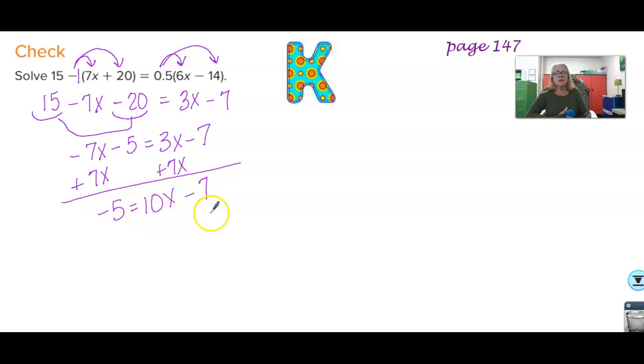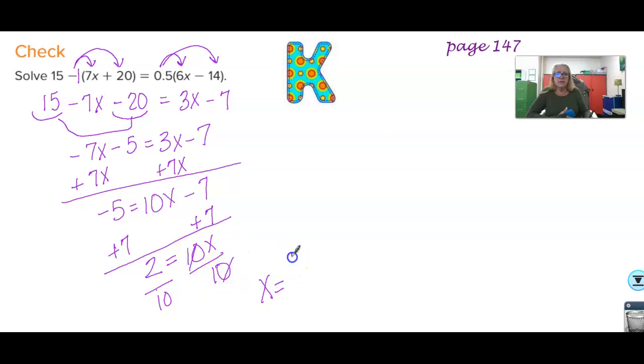Here's our variable term. So we want to get rid of this number. We get rid of it by adding 7 to both sides. And we get 2. Negative 5 plus 7 is 2 equals 10x. Then we divide both sides by 10. And we get that x is equal to, yes, you must reduce it, 1/5. Now, because this was originally a decimal problem, they're going to want a decimal answer. So when you put this in the computer, you should make sure you give them the decimal version of that, which is 0.2.